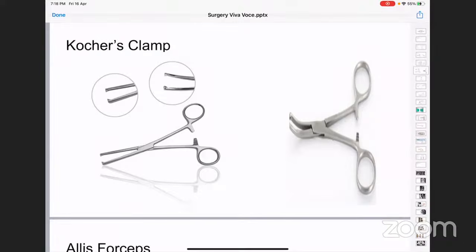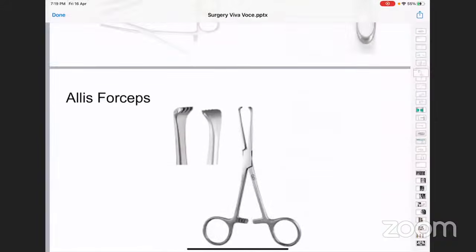So what are the uses of the Kocher's clamp? Because it has interlocking teeth at the tip, it is used for better grip. It is used to crush the base of the appendix during an open appendectomy. It can also be used for various other procedures like gripping tough fascia. And it is used by obstetricians for performing artificial rupture of membranes. So these are a few uses of the Kocher's clamp.